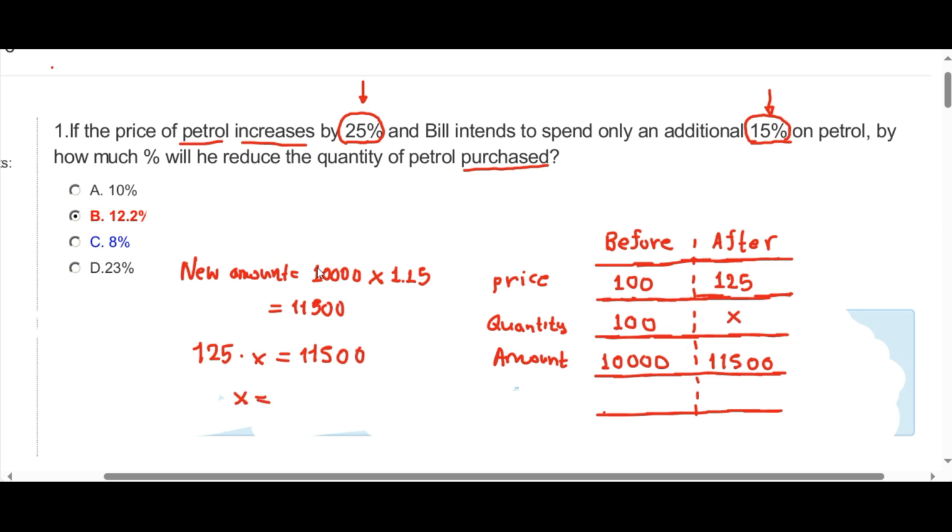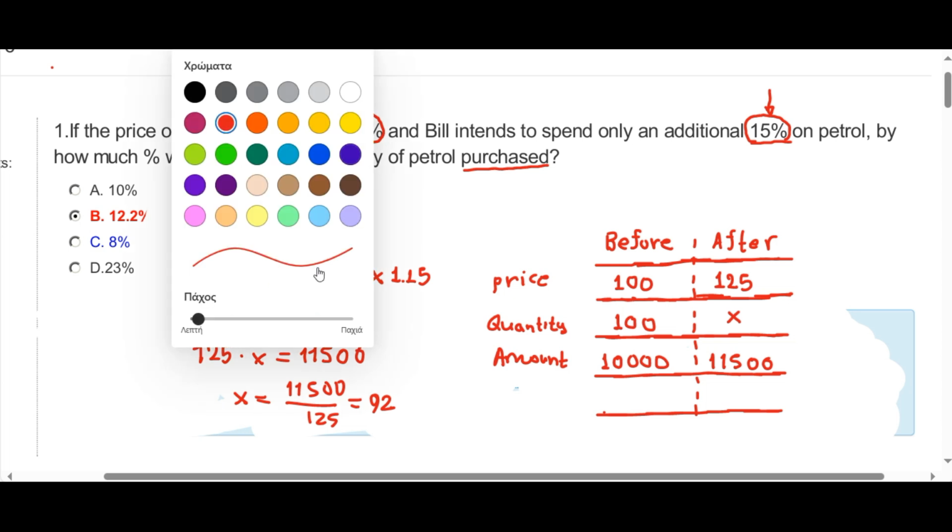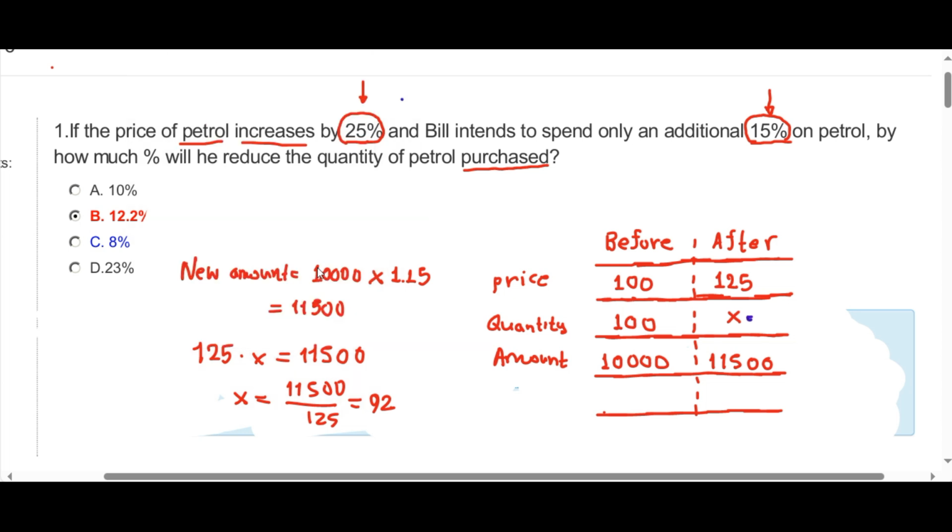I solve for x, and I have 11,500 divided by 125. This is 92. So my new quantity here is actually 92. I have a blue color here because I didn't have it before. But 92, from 100, is a decrease of 8. So I have actually a decrease of 8%. And that's what he asks for, because he says how much percent will he reduce the quantity of petrol purchased. So the correct answer is 8%, and I have it here.